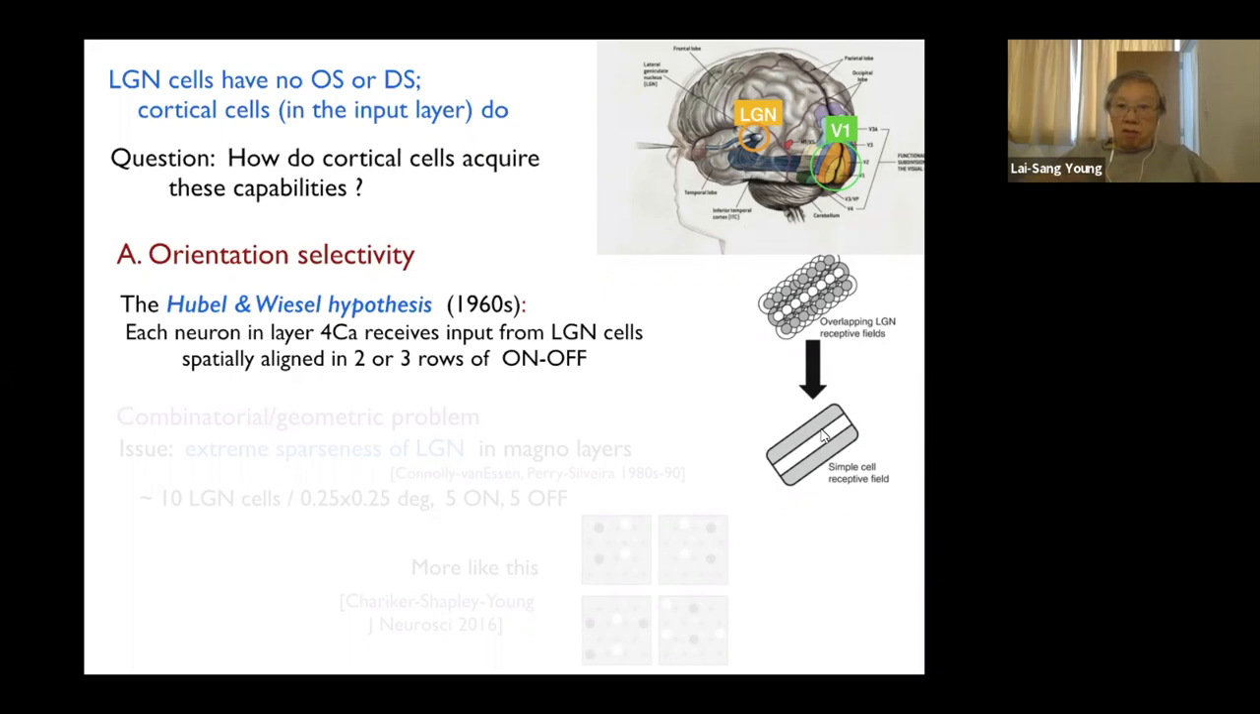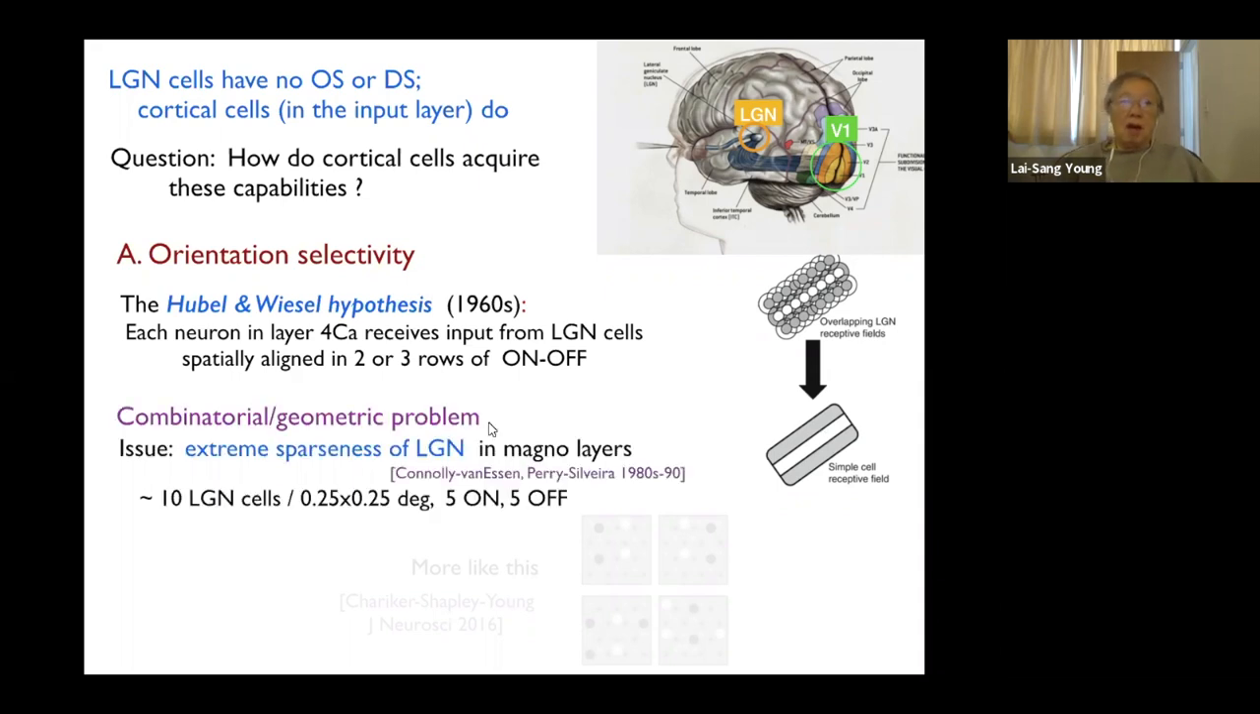Then I started to try to understand why being connected to a row of cells helps. The first problem I ran into, the first crisis in this modeling work, was: how can this happen? LGN is extremely sparse. If you hold up your thumb and look at the area of your thumbnail, it's represented by on average about 10 LGN cells, 5 on and 5 off. That's very few cells responsible for such a big area. And there are all kinds of constraints about not being able to connect to cells that are too far away. You have to make these configurations and form them all around the clock. How is that really possible?